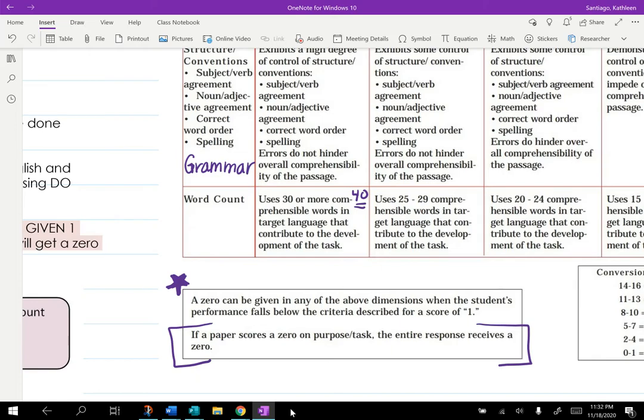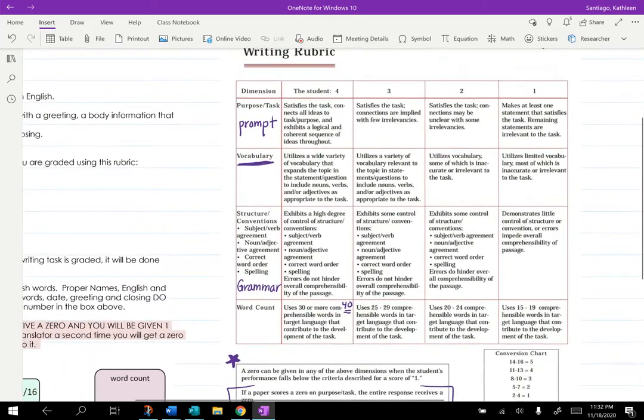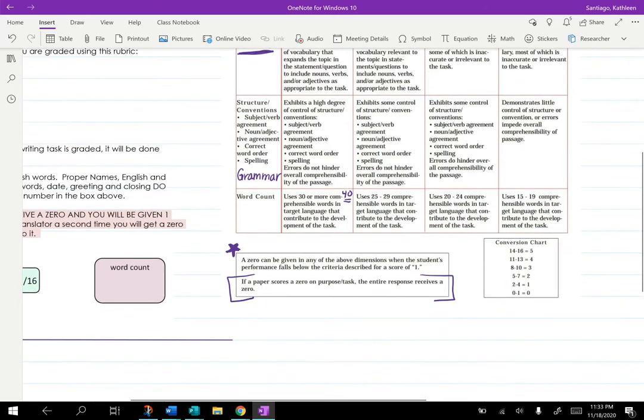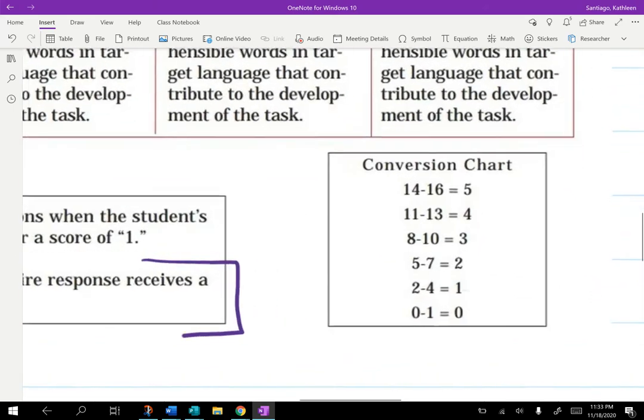So what does that mean? That means that if I give a prompt and ask you to talk about your vacation and you talk about school, then you were off task and you get a 0. So you really want to make sure that you're reading the prompt and answering the questions that are being asked. Now, on the final exam, you can see that there is a conversion chart.